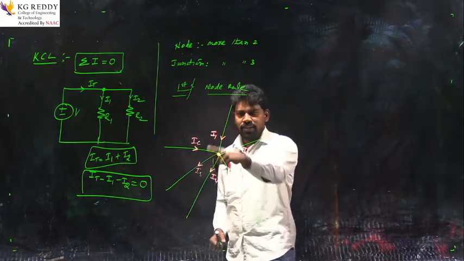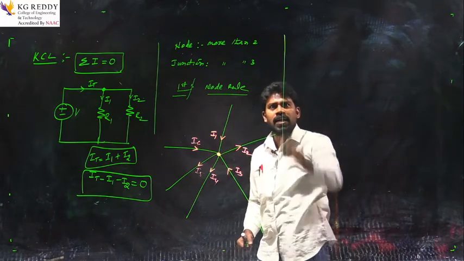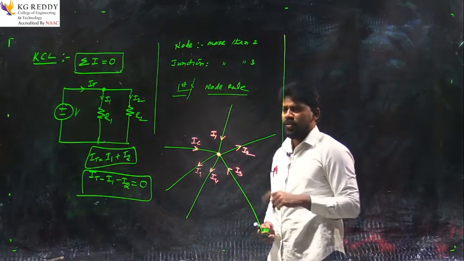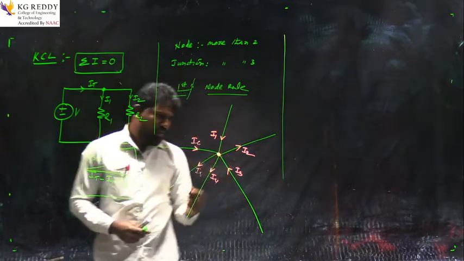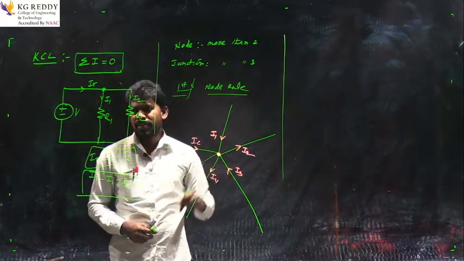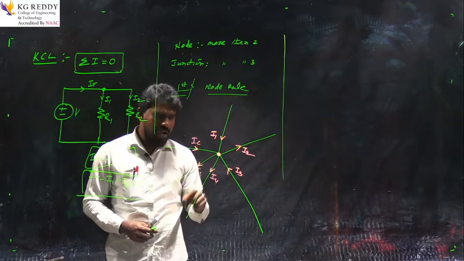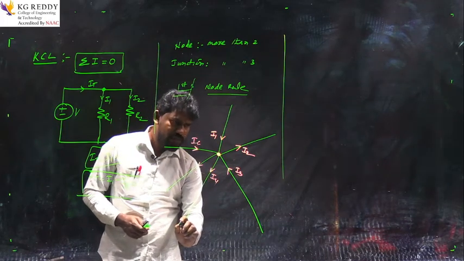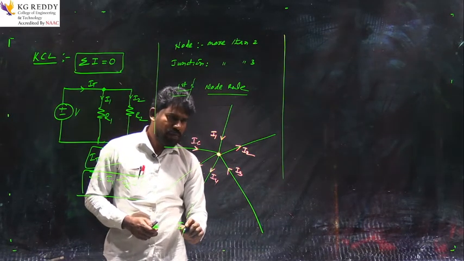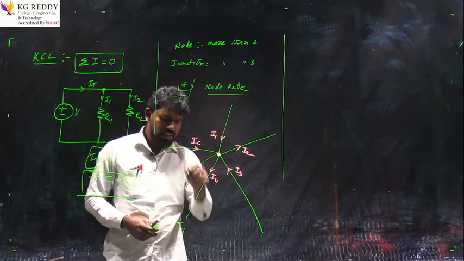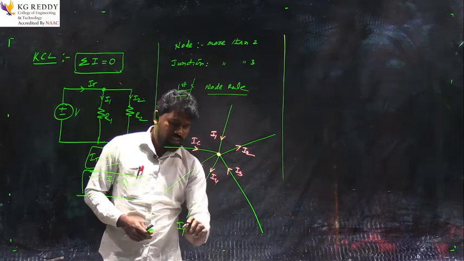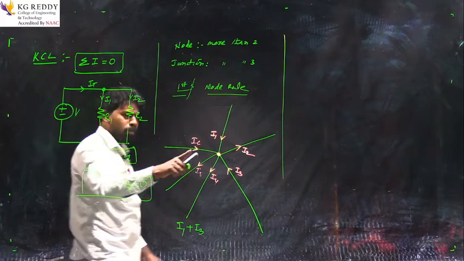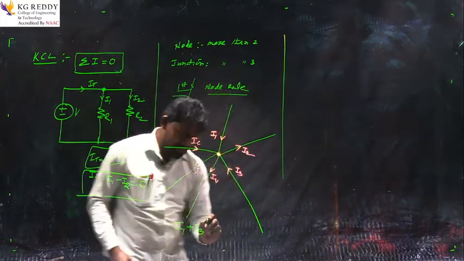Now from this figure you can observe what currents are entering the node or junction, and what currents are leaving the node or junction. Anyone can guess this answer? Yes, I1 current is entering, and I3 current is entering, and one more current is also entering. What is that current? I6 current is entering.